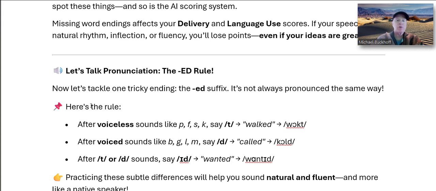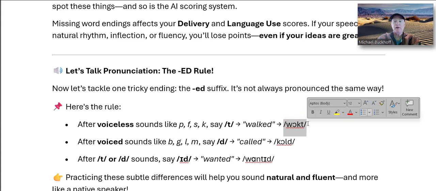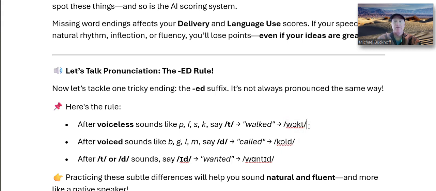Okay, so here's the rule. If you have verbs that end in P, F, S, K, these are what we call voiceless consonant sounds, then the ED is going to sound like a T, as in the word walked. Walked. Notice that pronunciation. See how there's a T there.